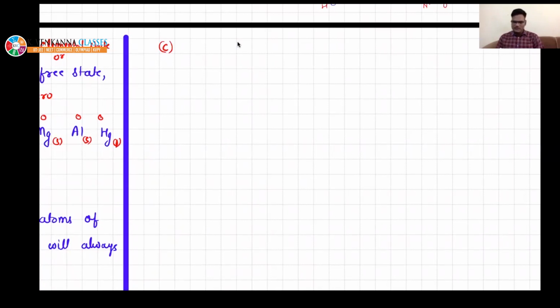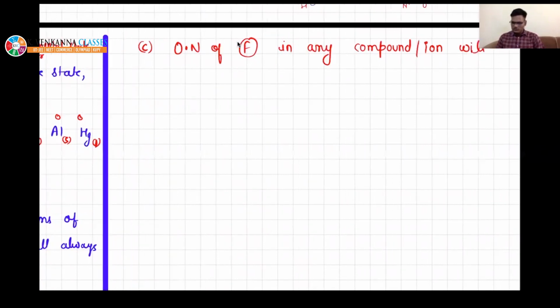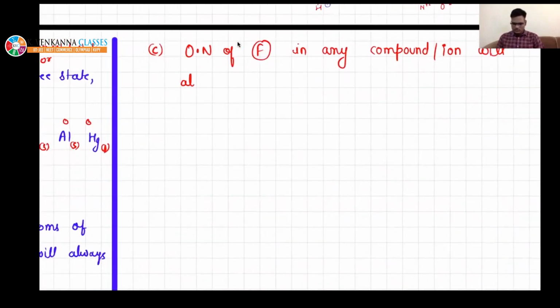Now, the third statement in combined state is very simple. The oxidation number of fluorine in any compound or ion will always be -1. There are very few things in chemistry where we can write with full confidence that it is always. So if you see fluorine anywhere, just remember this statement: fluorine will always have -1.